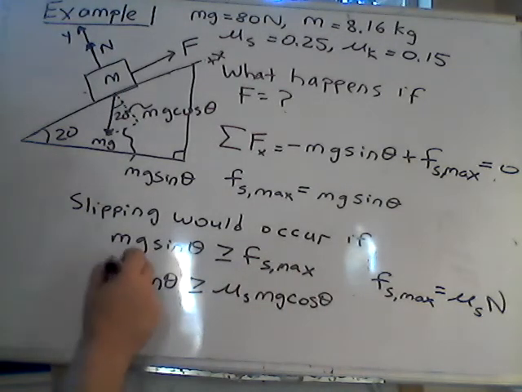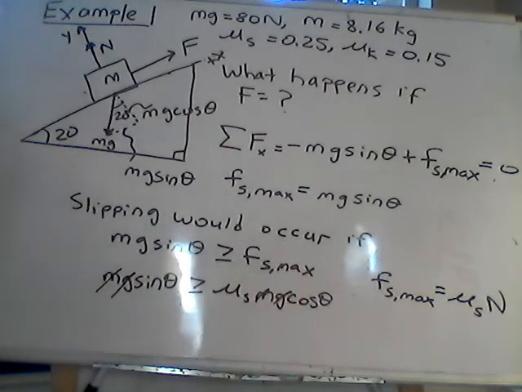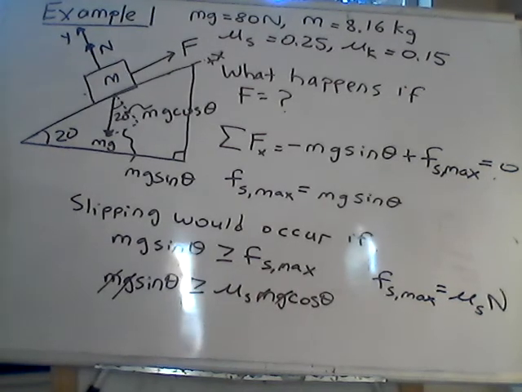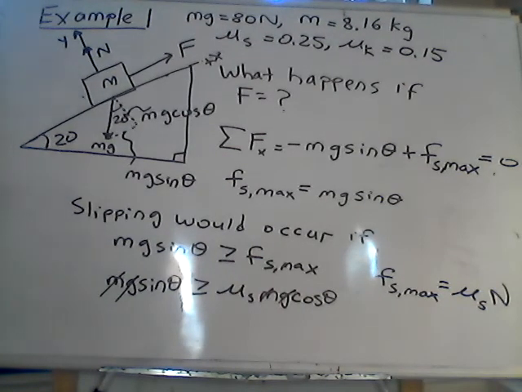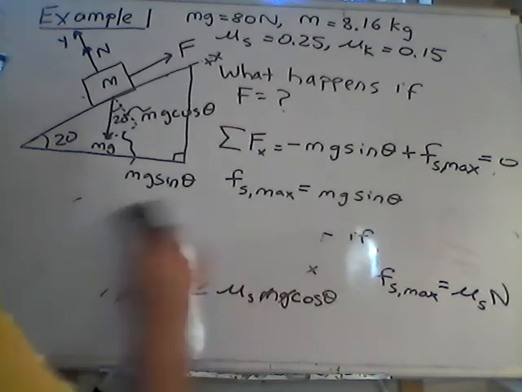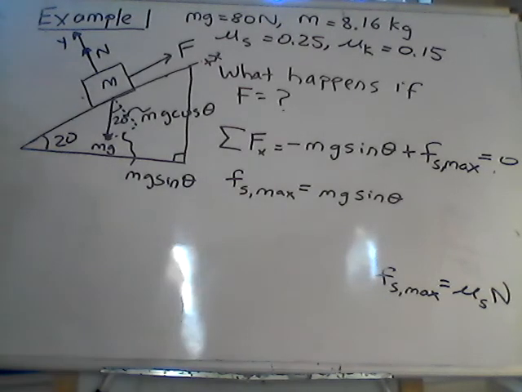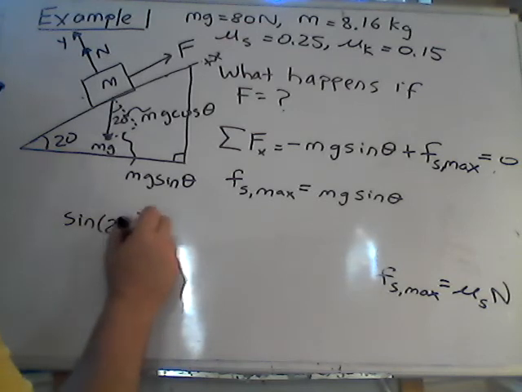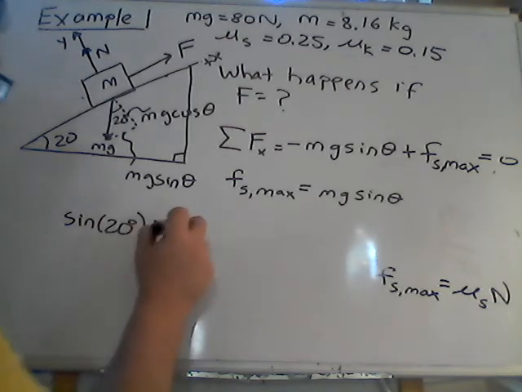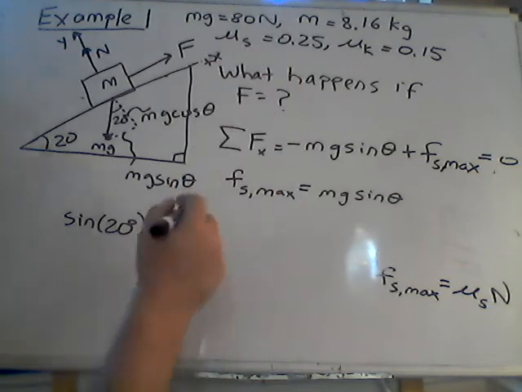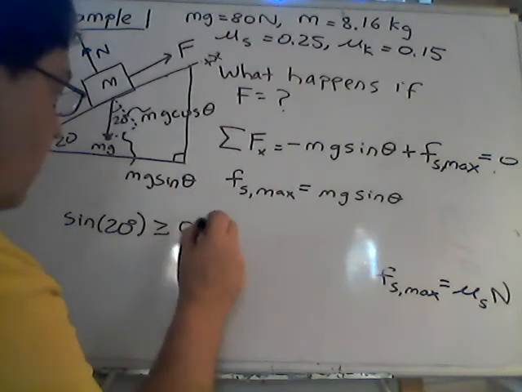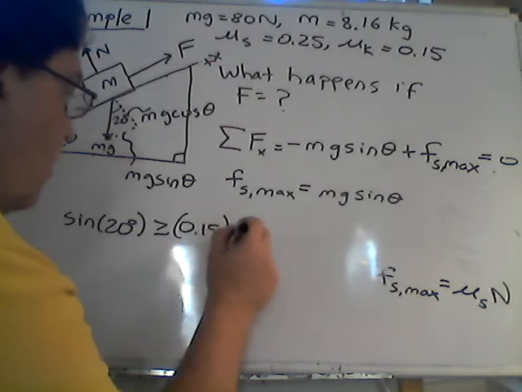All right, so you got the mgs, they cancel out. So the question is, is sine of theta greater or equal to mu sub S times cosine of theta? That's really the question I need to ask. So I'll erase this. Well, let's just work this out if I have slippage. So in this case, sine of theta, well, this is sine of 20 degrees. Is that greater than or equal to, what's mu sub S, 0.15, times cosine 20?